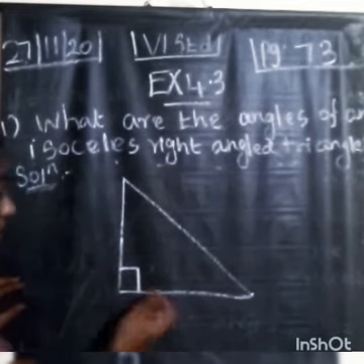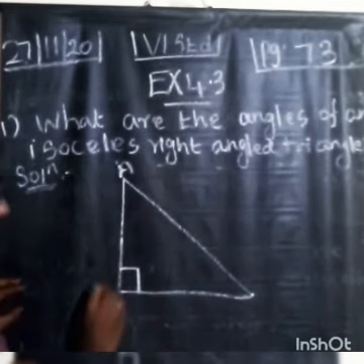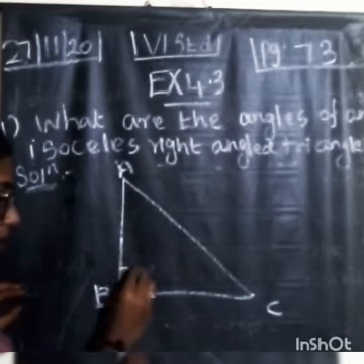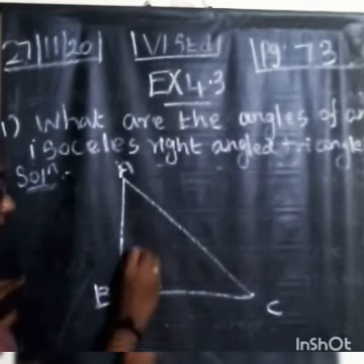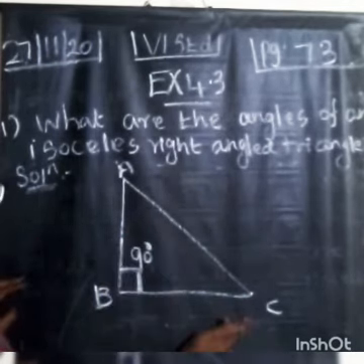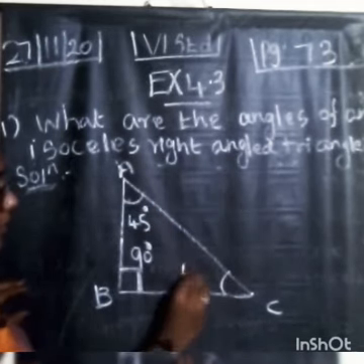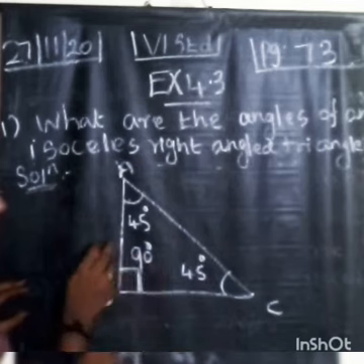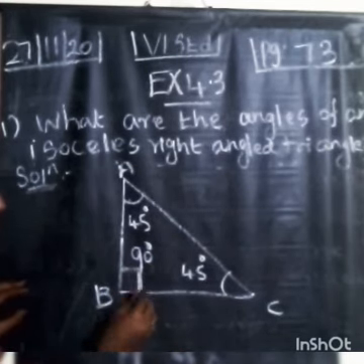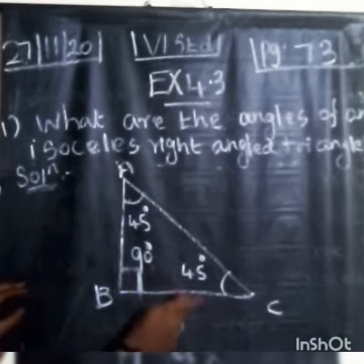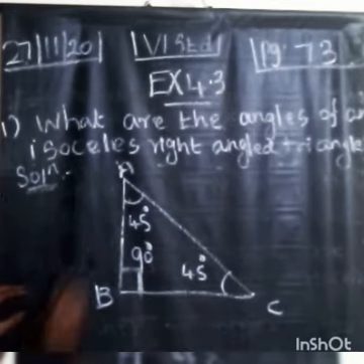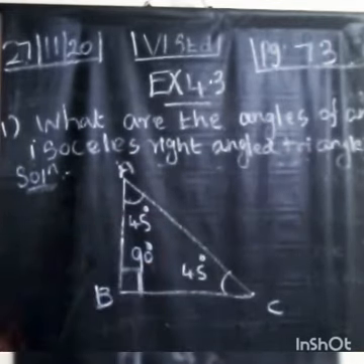So here, triangle ABC: one of the angles is 90 degrees and the other two angles are 45 degrees, 45 degrees. This is right angled and the other two angles are equal, so it is called an isosceles right angled triangle.